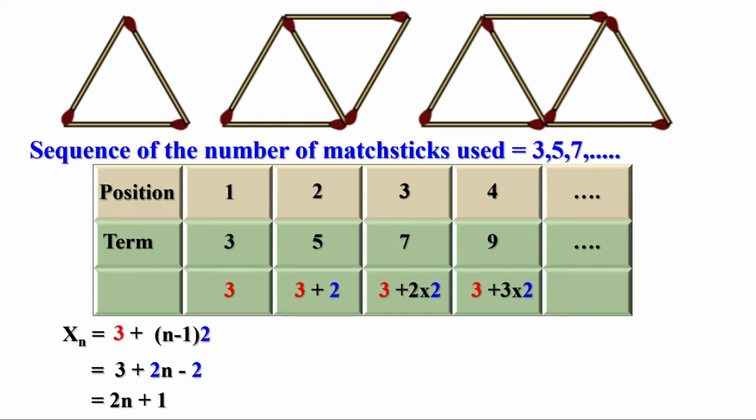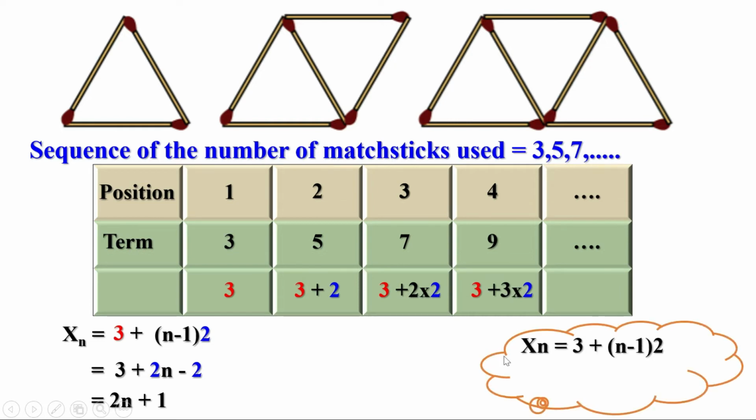So that is equal to 2n plus 1. You can do this part in another way also. We have given that the nth term is 3 plus (n minus 1) times 2. What does it mean? 3, and n minus 1 times 2.